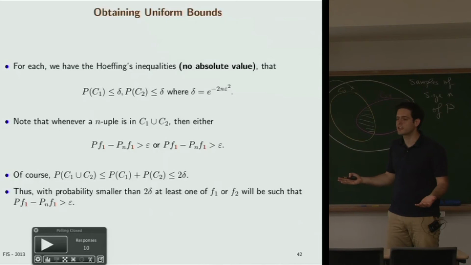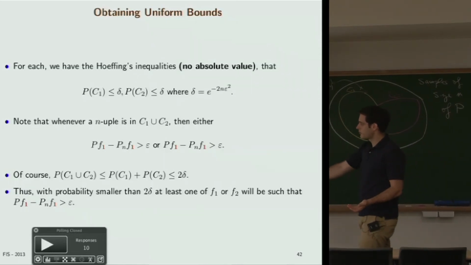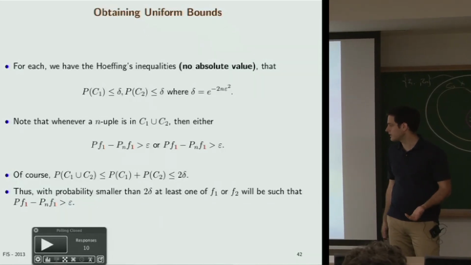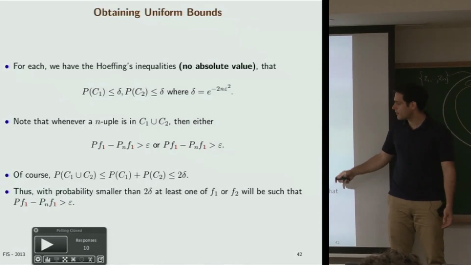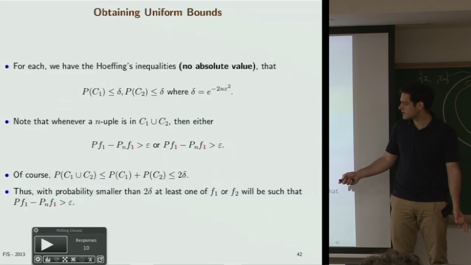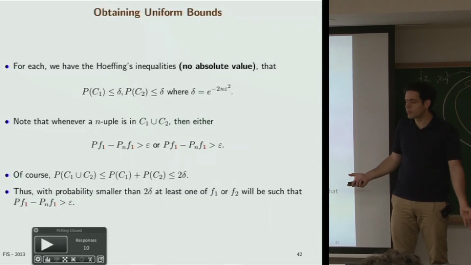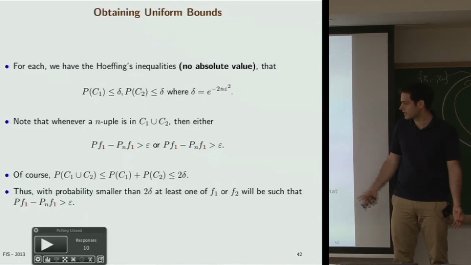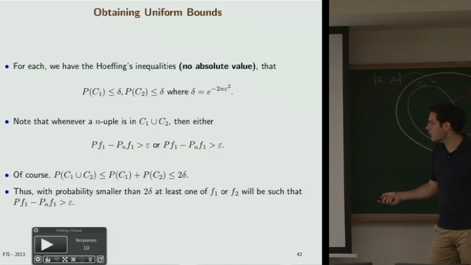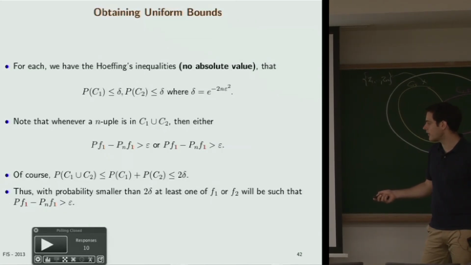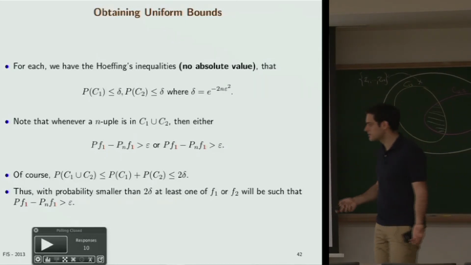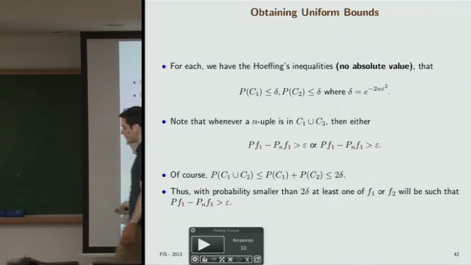So the probability of this set is given by the union bound, a very elementary property of probabilities and sigma algebras. The probability of the union of two sets is smaller than the sum of the probabilities of the two sets, so it's smaller than 2 delta. If I pick a point in C1 union C2, then the supremum is at least bigger than epsilon. And what is the probability of this? It's smaller than the sum of those probabilities, so smaller than 2 delta. So with probability smaller than 2 delta, at least one of F1 or F2 will be such that PFi minus PnFi is bigger than epsilon. This is the idea of the union bound.